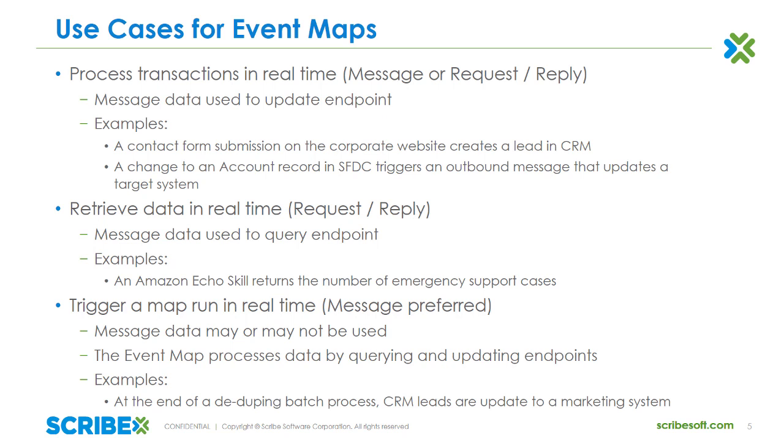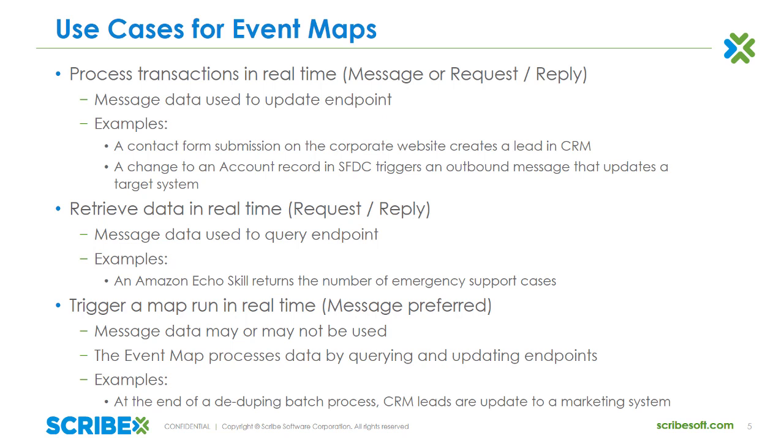What are some examples of this? Well, very common examples would be someone on a website submits a contact form on their corporate website, and you want to create a lead in CRM. So in that case, the website would reach out to Scribe, call the event map, and then that event map would update your CRM system. Another common example is if you change an account record in Salesforce, that would trigger an outbound message, and that could update a target system. So in either of those cases, you're using Scribe to capture those events and then push that data to permanently update another system.